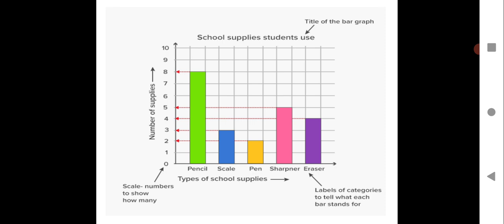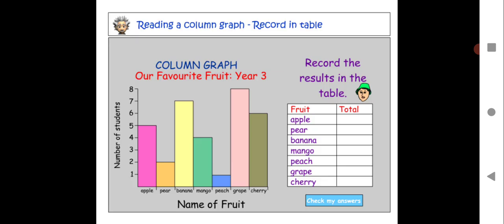Scale, number of supplies 3. Pen, number of supplies 2. Like that. So that many times the supply is given to the school of these different requirements of stationery. So school supplies, you can see this also very well depicted with the help of the graph. Just have a look. One more graph here.